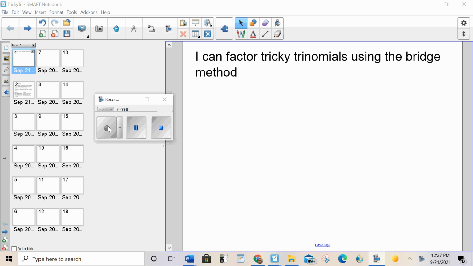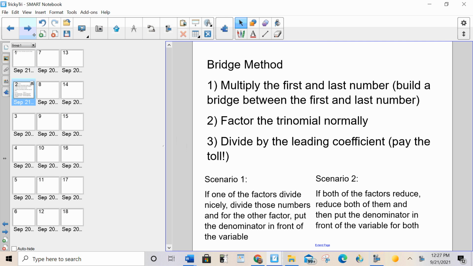Hello everybody, today I can factor tricky trinomials using the bridge method. And here are the notes on the bridge method in case you want to take a picture or a screenshot or whatever of these to refer to. And I'm just going to go right into a couple of examples.